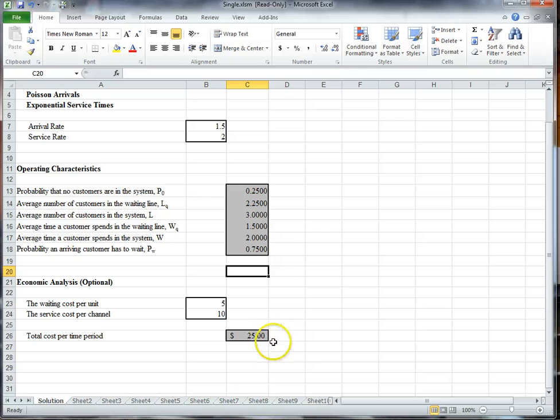And that's the cost per minute or per unit of time for the system, taking into account both the cost of providing the service and the cost of having customers wait, being delayed. So that's basically how this model works and how all other models work. So let's go and look at other models quickly.